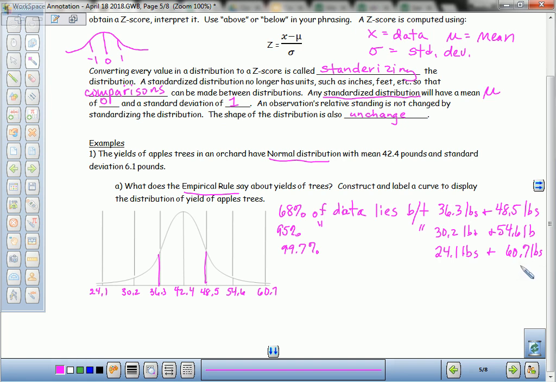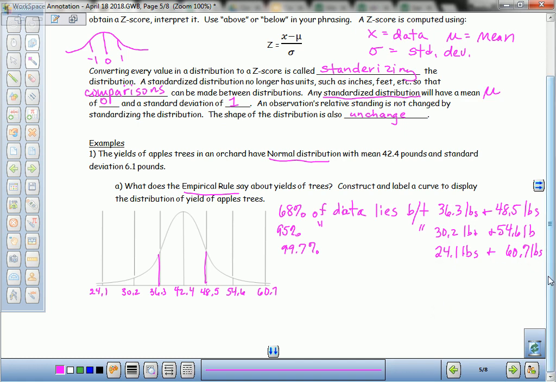So, if we had an apple tree that was only producing 12 pounds of apples, it probably has a problem, doesn't it? Because that's an outlier, isn't it? It's outside those 3 standard deviations of the mean. So it might be diseased. We might need to cut it down. All right.